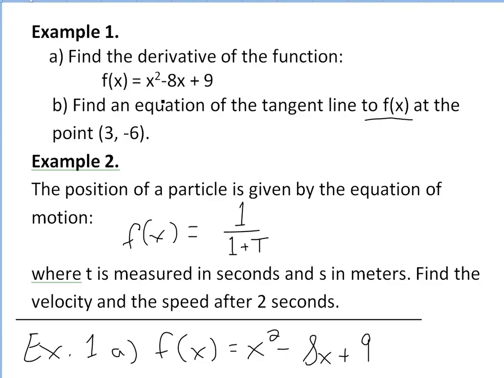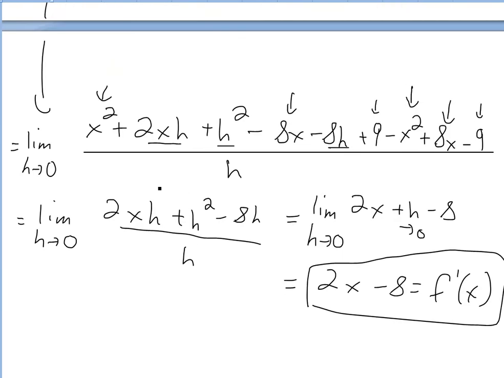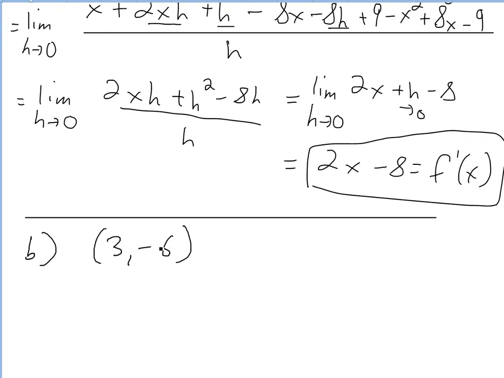Okay, so now let's look at part B of example 1, which states: find the equation of the tangent line to f of x at the point 3 and negative 6 right here. So let's just write this down. At 3 and negative 6, at this point, x equals 3, y is equal to negative 6.